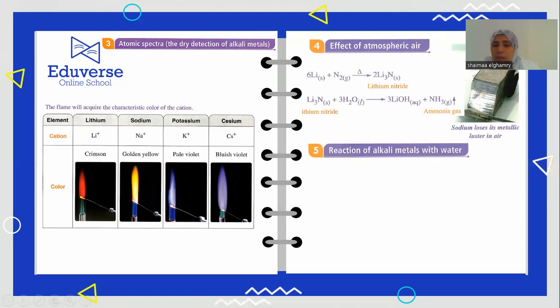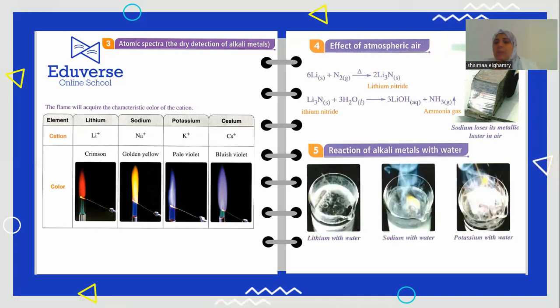The reaction of alkali metals with water: they react with water vigorously, and the vigorous reaction increases down the group due to the increase of reactivity and the decrease of the ionization potential.